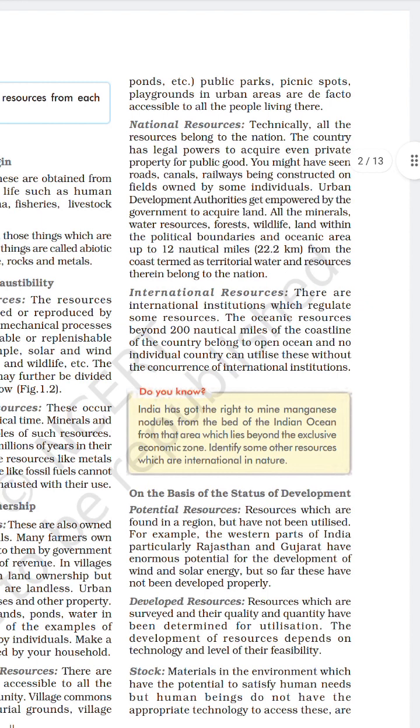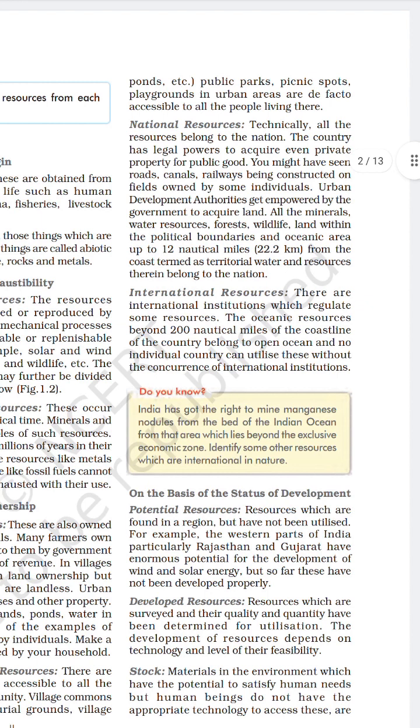All the minerals, water resources, forests, wildlife, land within the political boundaries, and oceanic area up to 12 nautical miles, 22.2 km from the coast, termed as territorial water, and resources therein belong to the nation.